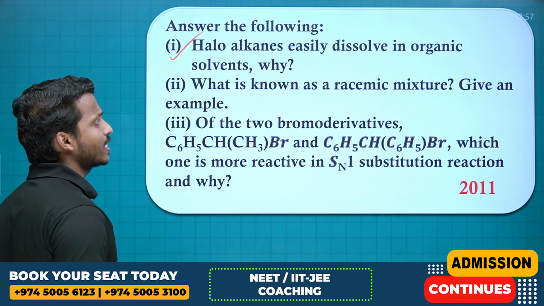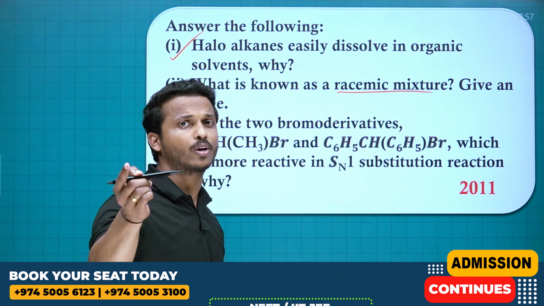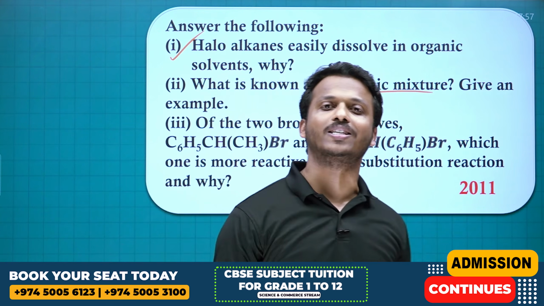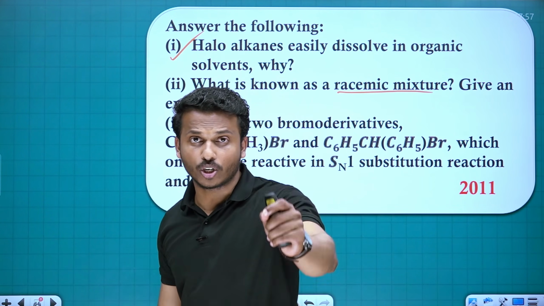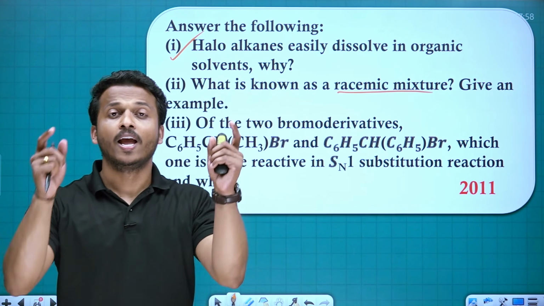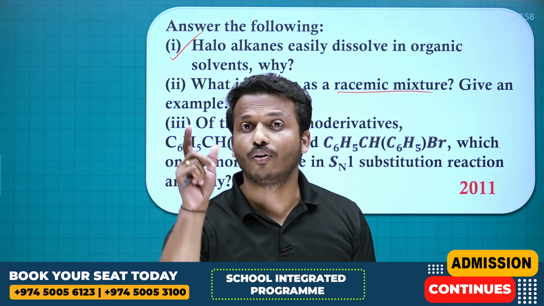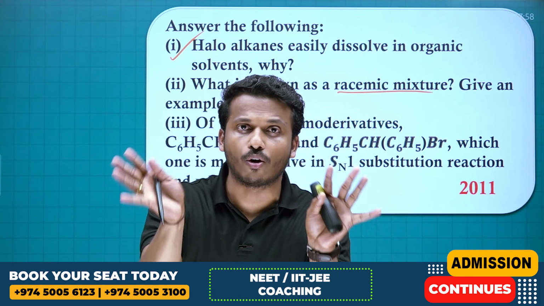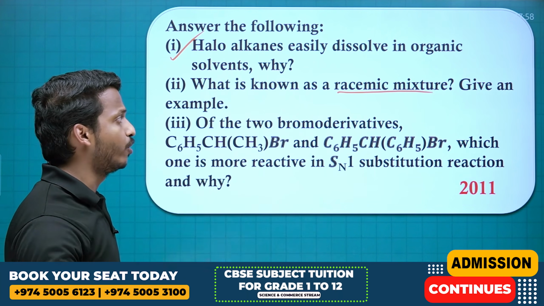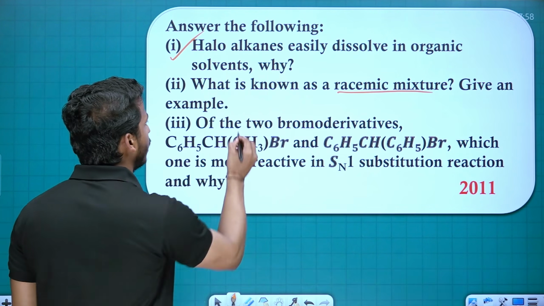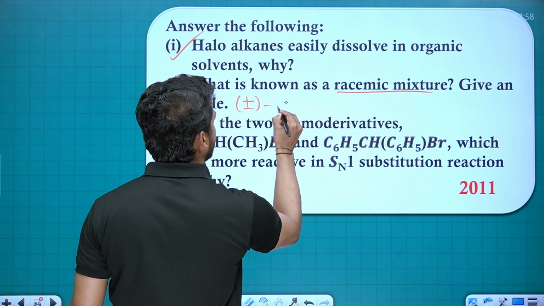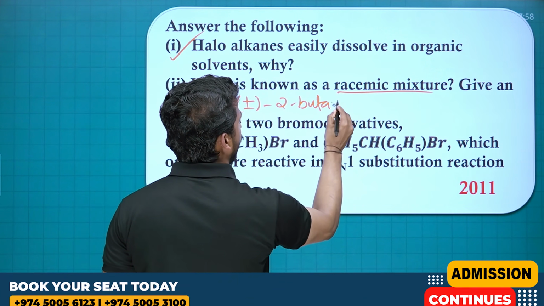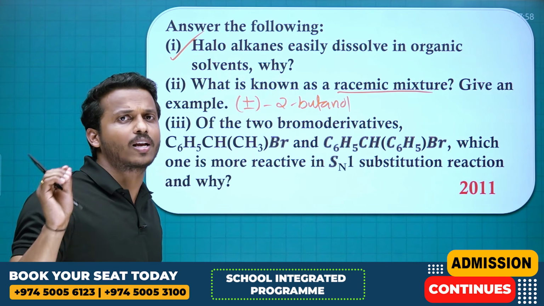What is known as a racemic mixture? I told you it's a repeated question. Even in the 2024 board exam it was asked. Racemic mixtures are enantiomers which contain 50% dextro and 50% levo. So the optical rotation of one is cancelled by the other. Therefore, they are optically inactive. Give an example. You can write plus or minus 2-butanol or 2-bromobutane. One chiral carbon should be there.